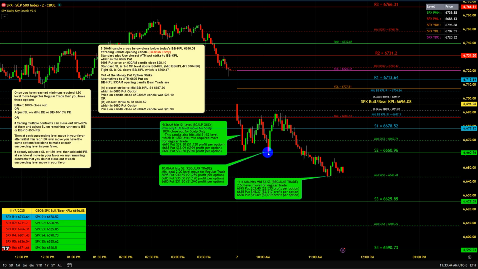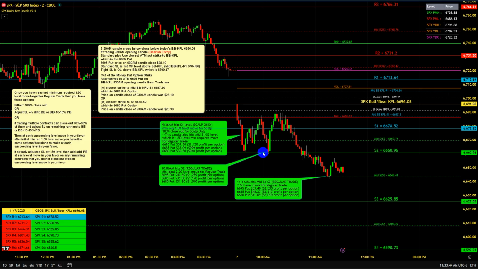Okay, so at 10:06 it hits the S2 level. That's a 2-level move in your favor. This is known as the ideal 2-level move for a regular trade. What does ideal level move mean versus the minimum required 1.5 level move? The minimum 1.5 level move is the minimum required to do one of these options. So that minimum 1.5 level move triggers one of these options. The 2-level move also triggers these options.